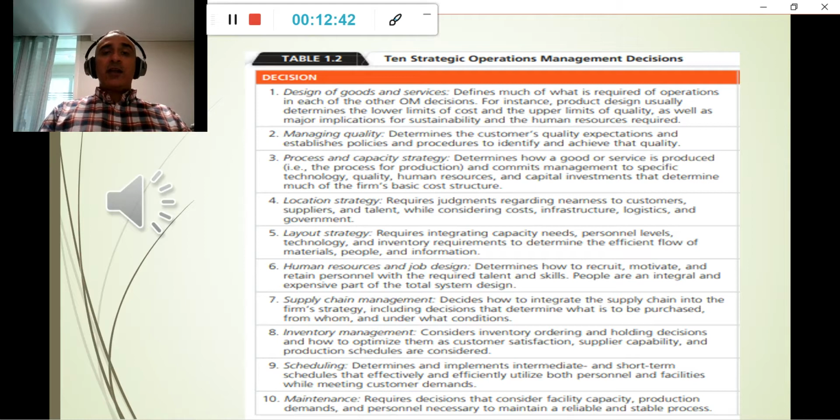Scheduling in terms of human resources, in terms of the supplies, in terms of the machines, so that everything is working like a well-oiled machine. Everything is integrated, everything works well. And finally, the maintenance. What happens when the facilities have problems? If the machines stop because there's a malfunction, we have to make sure as an operations manager that there are no stoppages due to mechanical malfunctions.